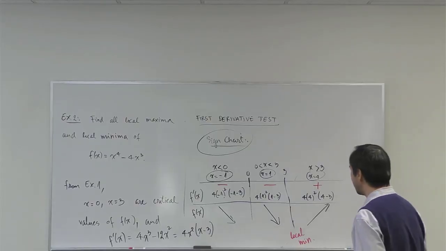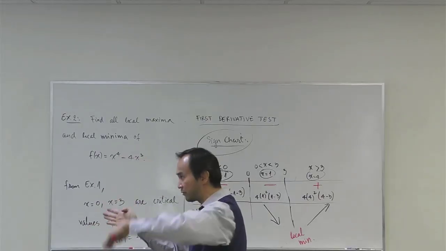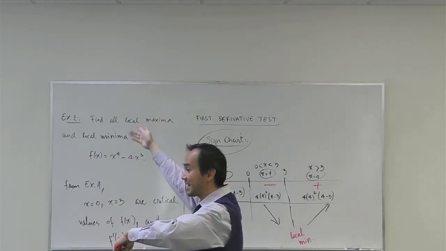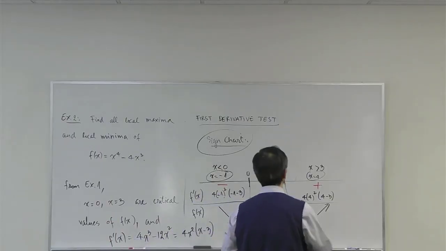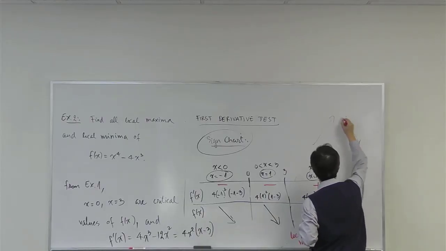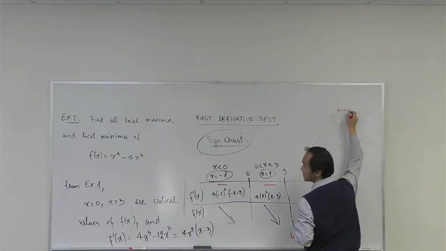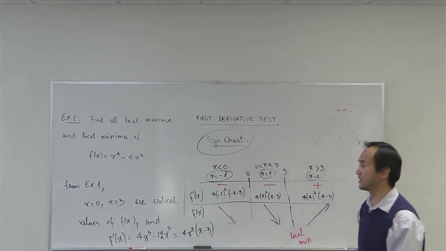Because anytime your critical value stays exactly in between the two behaviors, decreasing then increasing, that critical value has to be a minimum. And anytime your critical value stays between increasing then decreasing, that critical value has to be a max. More precisely, we call them the local max or local min.